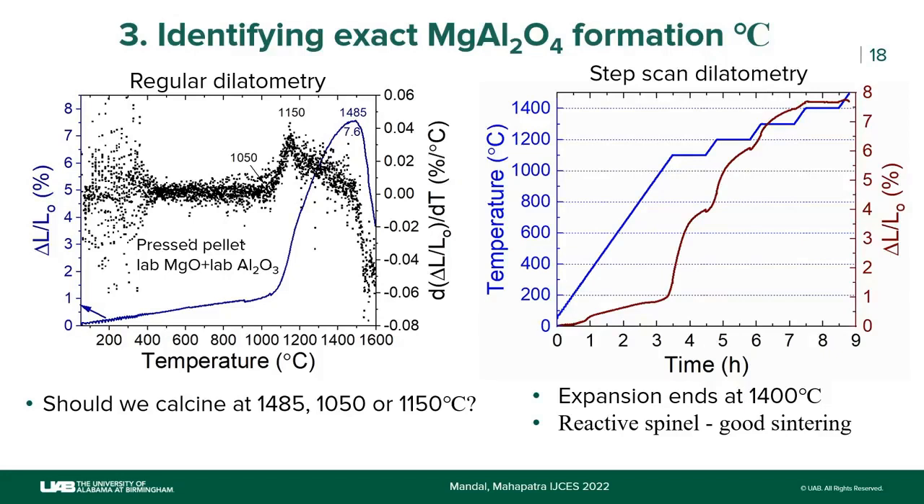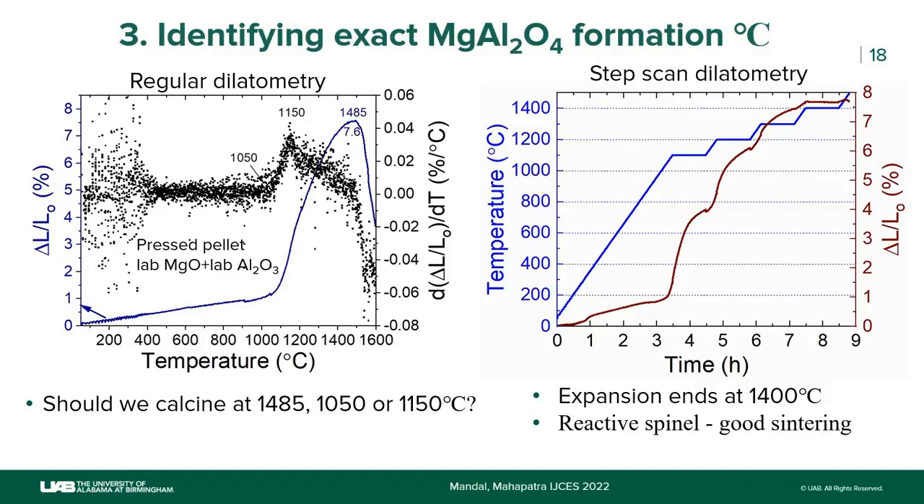So this is the derivative curve. You see that the expansion starts at 1050 and then its peak is at 1150. So do you do it at 1050? Do you do it at 1150? What temperature do you do? How do you know that it has formed without doing XRD?